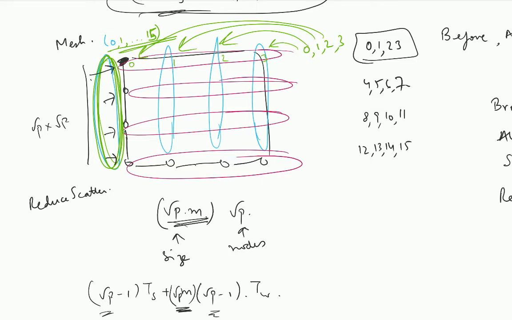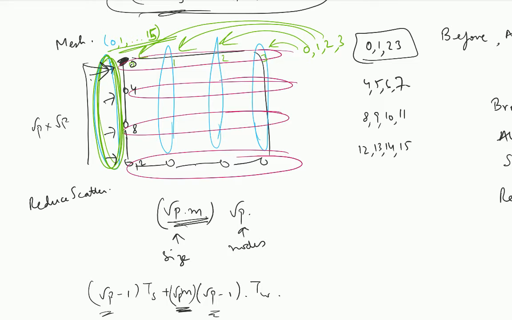So what we are having over here eventually is partial sums, right? Partial sums of the elements 0, 1, 2, 3 available on node 0. This is not the sum across all the 16 nodes. This is only sum across 4 nodes, right? Which 4 nodes? 0, 4, 8 and 12, right?